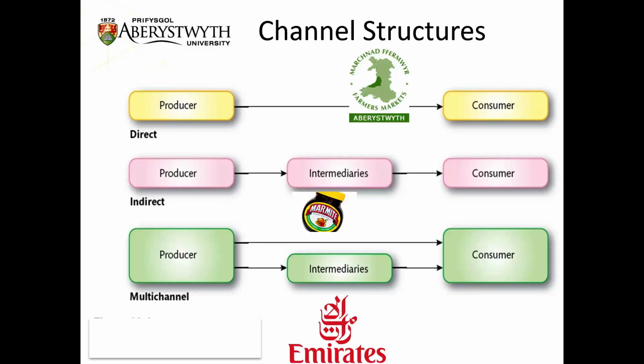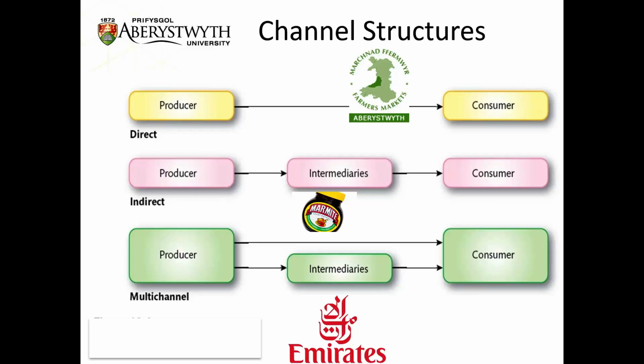So if you live in a small town, go and have a look at the markets and you'll see that it's often the producer selling direct to yourselves. We have indirect, where we go through intermediaries, and this is the channel structure that we know more intimately, if you like, because we go and buy from intermediaries all the time.